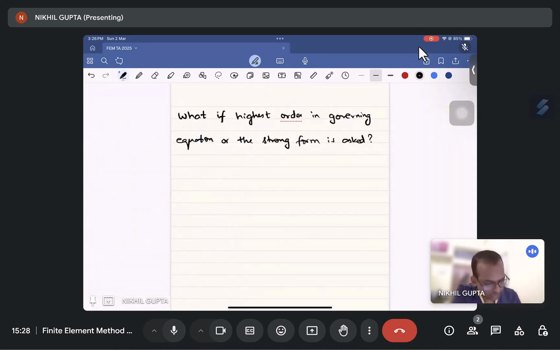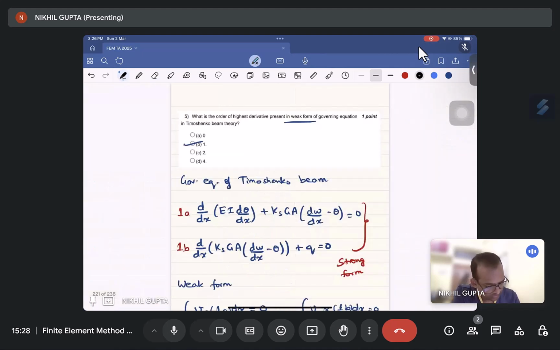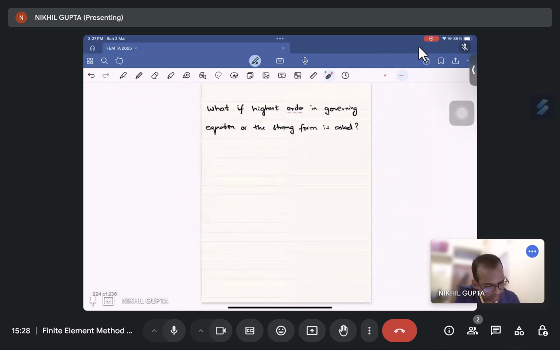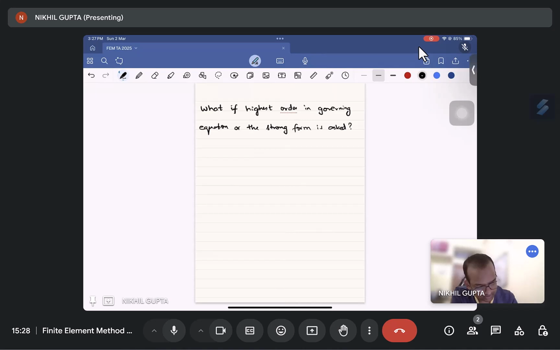So what we can observe here is that this is d by dx, this is d2 by dx, and this is d theta by dx. So making this, it will make 2 here. This is only 1. Then d by dx is here, d by dx is here. It will become 2 here. So directly we can say that the answer is 2. So in strong form we have a highest order of 2. In weak form we have the highest order of 1.